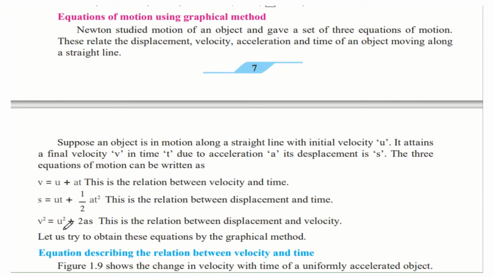v square is equal to u square plus 2as. This is the relation between displacement and velocity. Since s is the displacement and v is the velocity, this equation tells us the relation between velocity and displacement. So now we will see how each of these equations was derived.